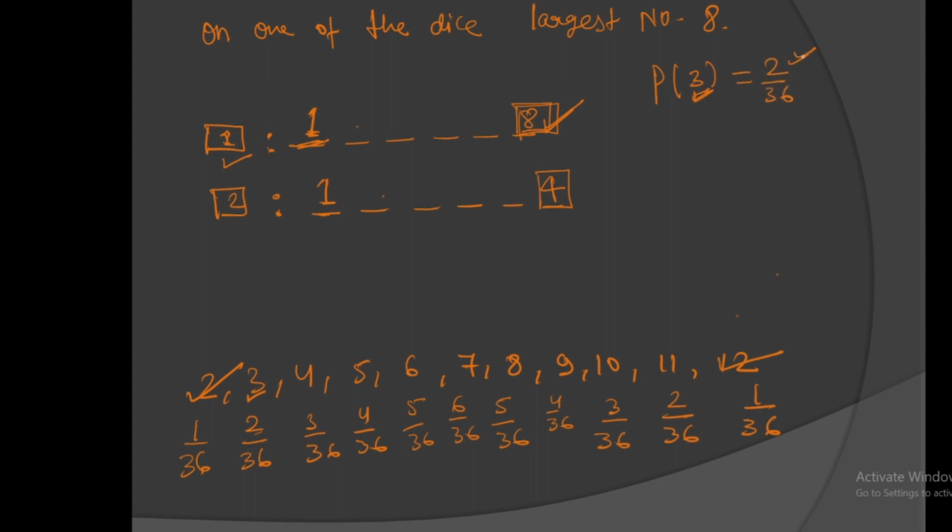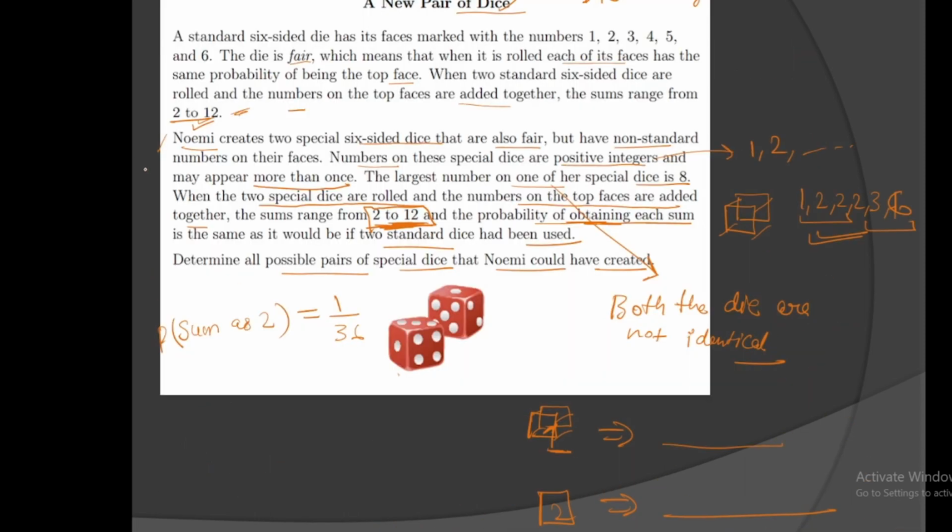So we need two pairs. How can two pairs be generated? A sum of 3 can be made by 1 plus 2 and 2 plus 1, since we can repeat the digit also, right? Because here it is clearly stated that the positive integers may appear more than once. This means we can have repeated numbers on the same die.